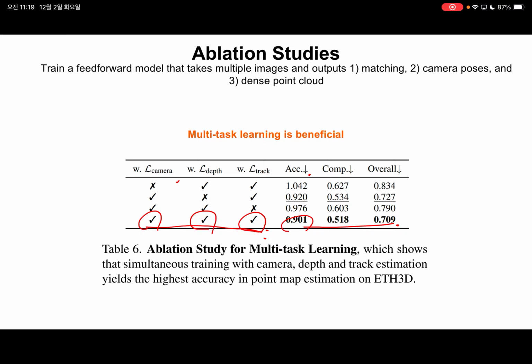Camera pose estimation, depth. I guess it makes sense because camera pose estimation, depth estimation, image matching, point cloud estimation, all these tasks are relevant, I think, right? For the tracking, we need to know camera pose and depth estimation. For the depth estimation, we need to know camera and tracking. All these tasks have a complementary relationship. They are not entirely separate tasks. So multitask learning might be beneficial for each task.